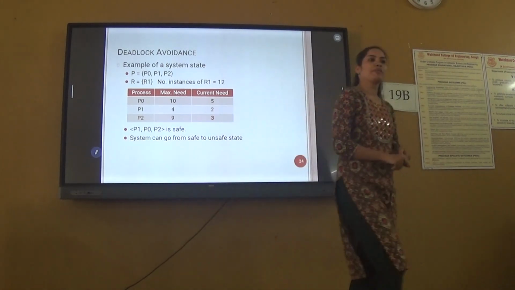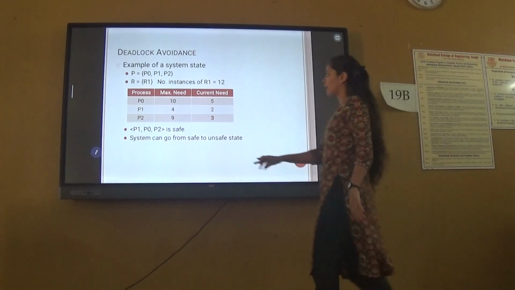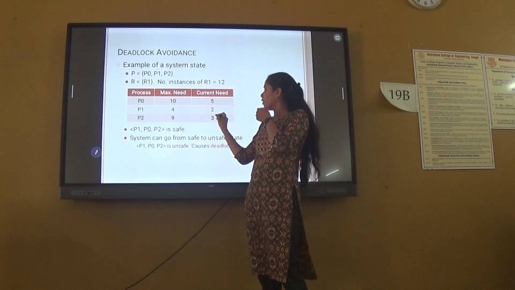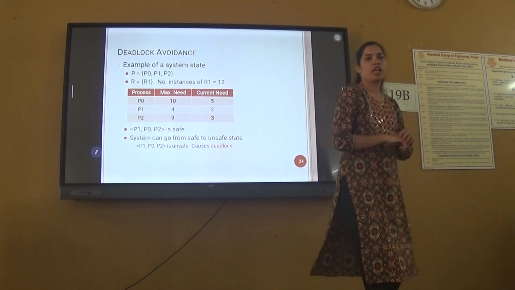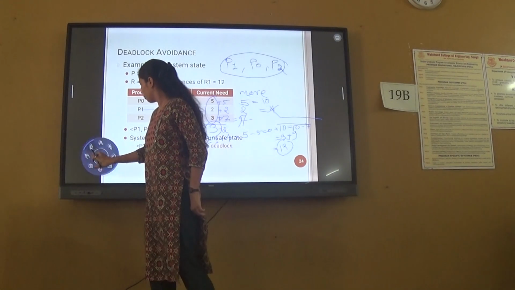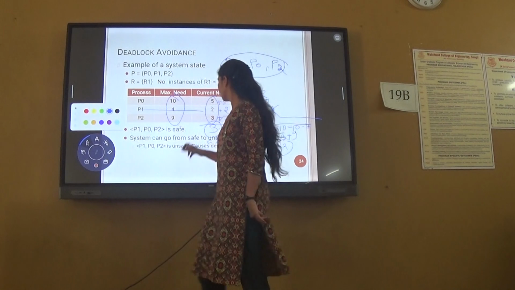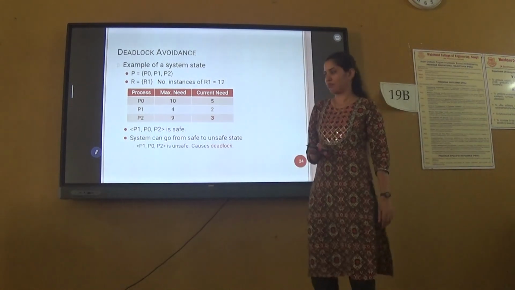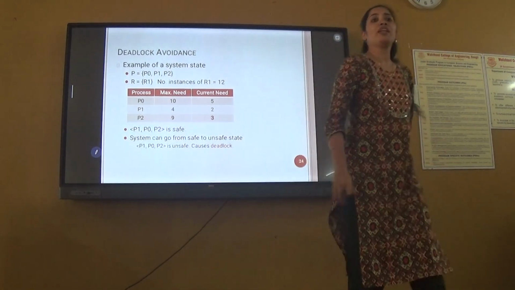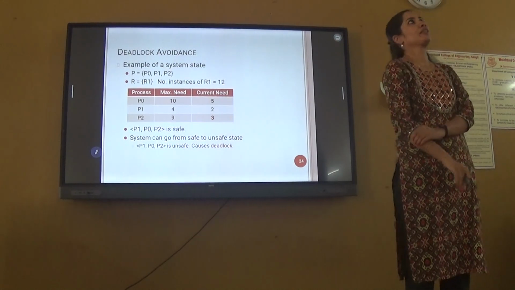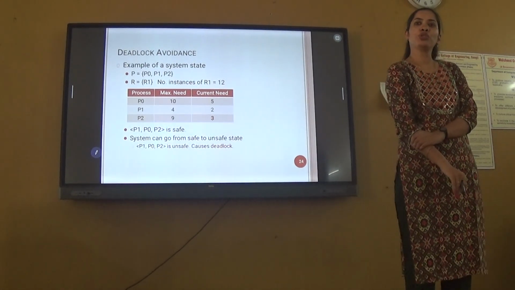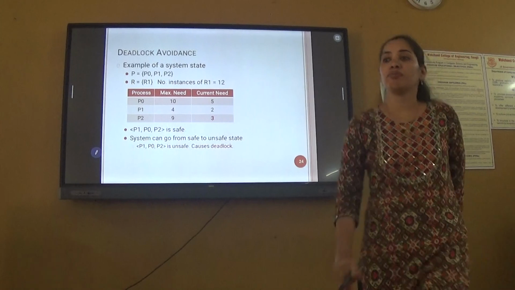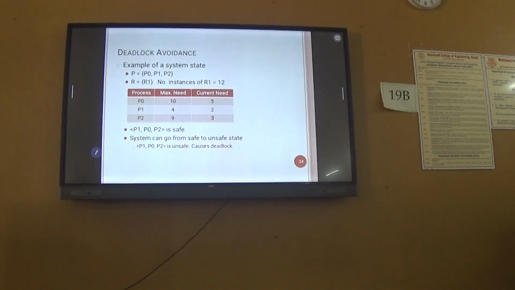Now do the same thing with this one. Again the same need, but I change my allocation. For P2 I gave 3. How many left? 5 plus 2, 7. 7 plus 3, 10. How many left? 2. Now let me know what is the safe sequence, or how many processes. I have 3 processes, so all 3 processes have to get executed.